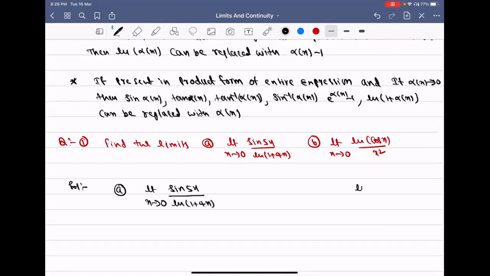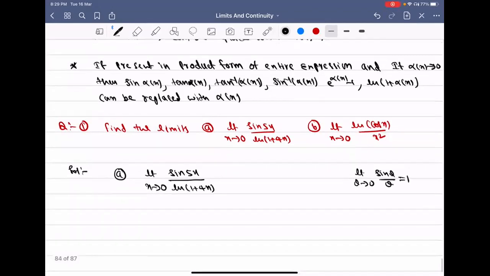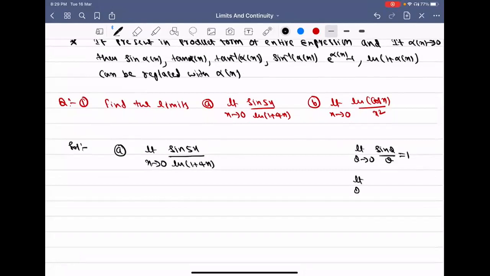We have these two formulas. Limit as theta tends to 0, sin theta by theta is equal to 1, yes or no? And another formula: limit as x tends to 0, ln of 1 plus x by x equals what? 1, or not? Yes, sir, these two formulas. So how to solve this question?